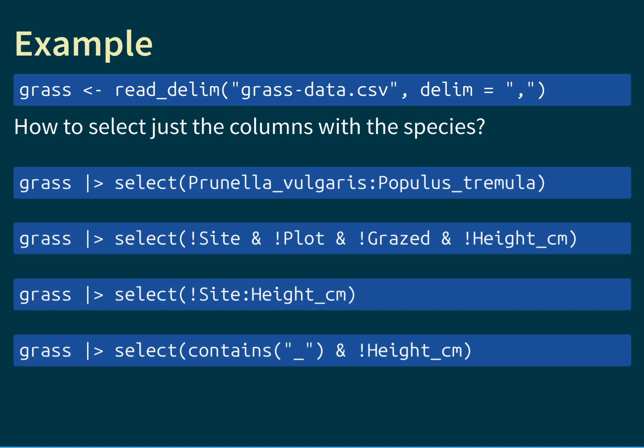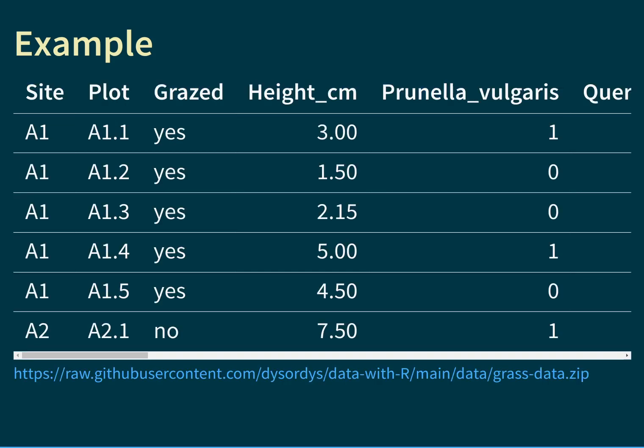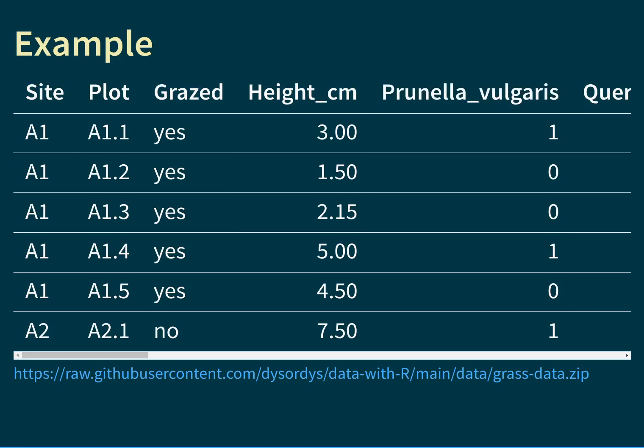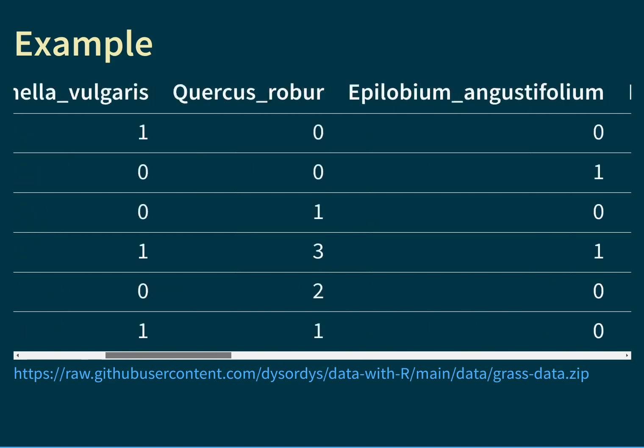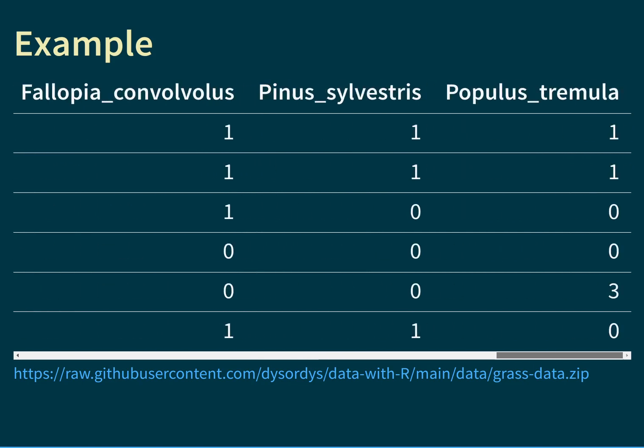We can select all those columns that contain the underscore character and are not equal to height underscore centimeter. So to understand what that does, let's again go back to the data set. So notice that every column where there's a species follows the exact same pattern. Namely, you have the genus name and the species name, and the two are interspersed by the underscore character. And let's just scroll through this very quickly. You'll see that all of the species in this table follow that kind of pattern.